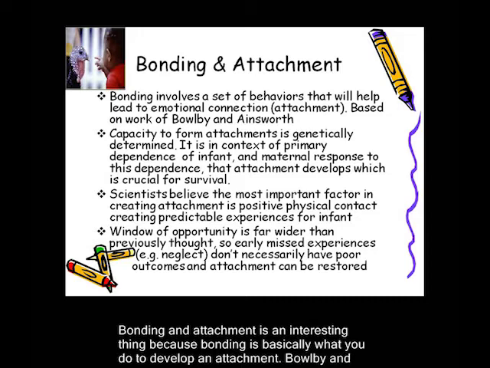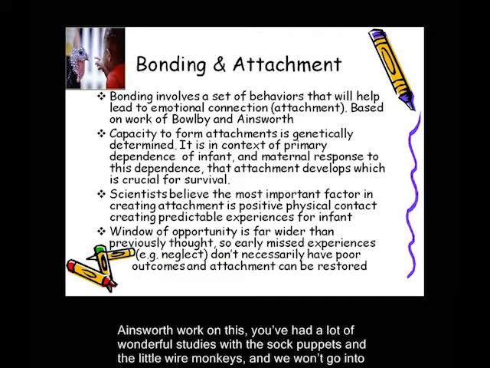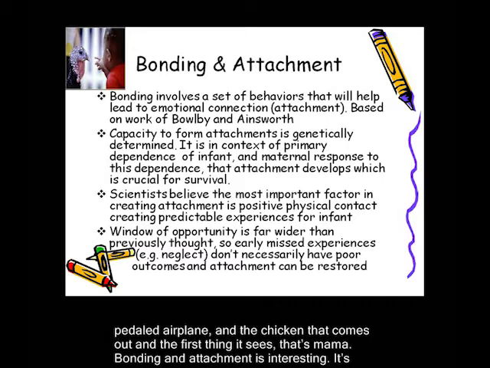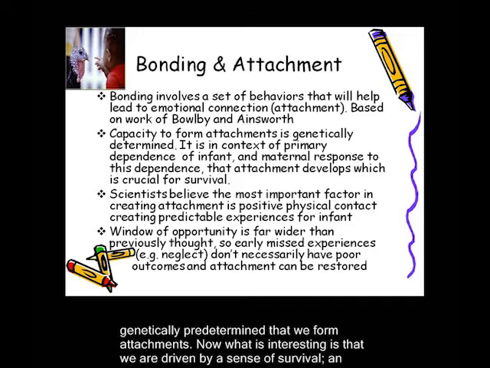Basically, Bowlby and Ainsworth's work on this, you've had a lot of wonderful studies with the sock puppets, and you've got the little wire monkeys, and we won't go into details, but those are fascinating studies talking about how people imprint. And you've heard the stories of the geese following the little propeller or the pedaled airplane, and the chicken comes out and sees the first thing, and that's mama. So bonding and attachment is interesting. It's genetically predetermined that we form attachments.